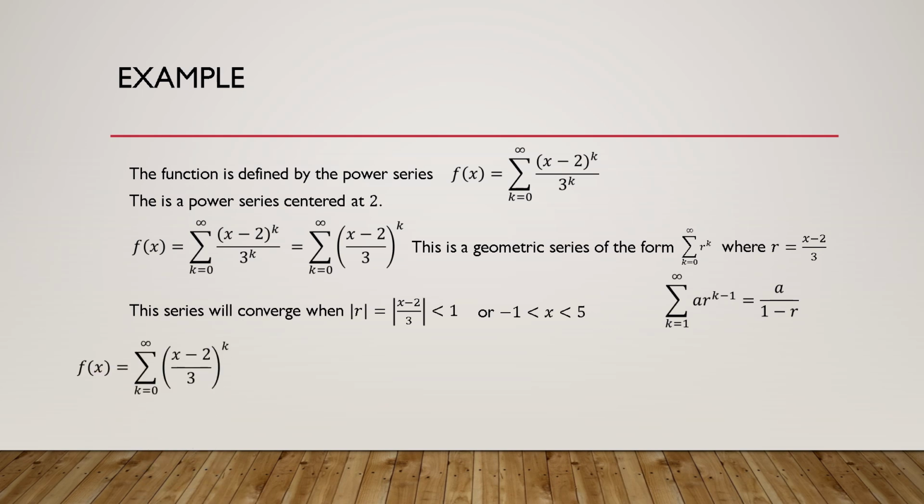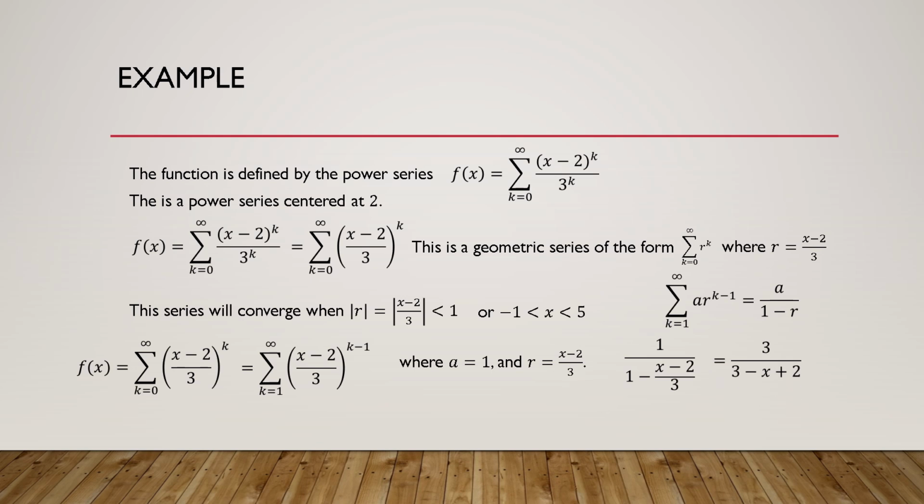To match, we can rewrite our original series to be the sum from k equals 1 to infinity of the quantity x minus 2 over 3 to the k minus 1. In this case, a equals 1 and r equals x minus 2 over 3. We then determine our geometric series equality as 1 over 1 minus x minus 2 over 3. We simplify by multiplying the numerator and denominator by 3 to get 3 over 3 minus x plus 2, or 3 over 5 minus x.